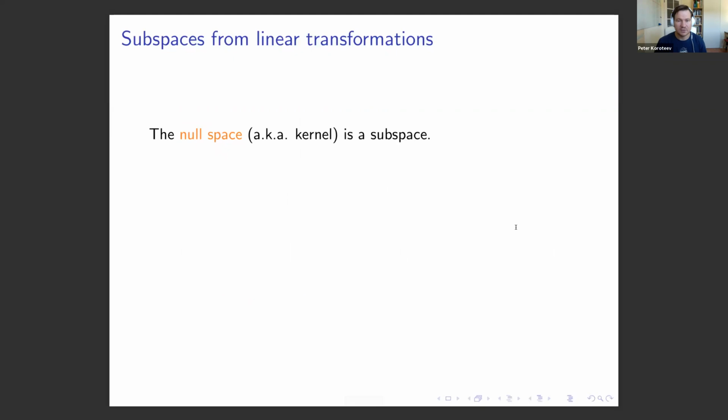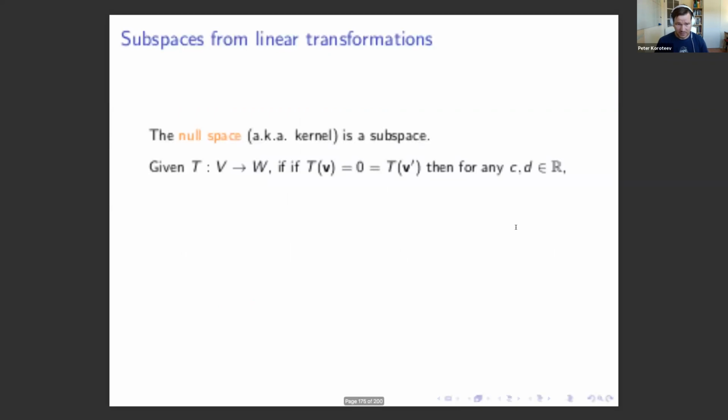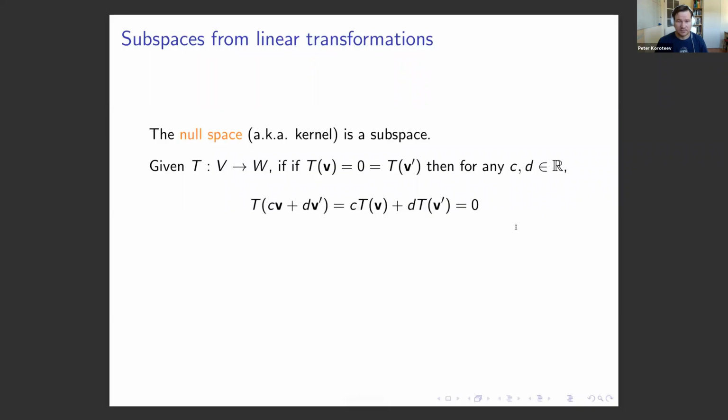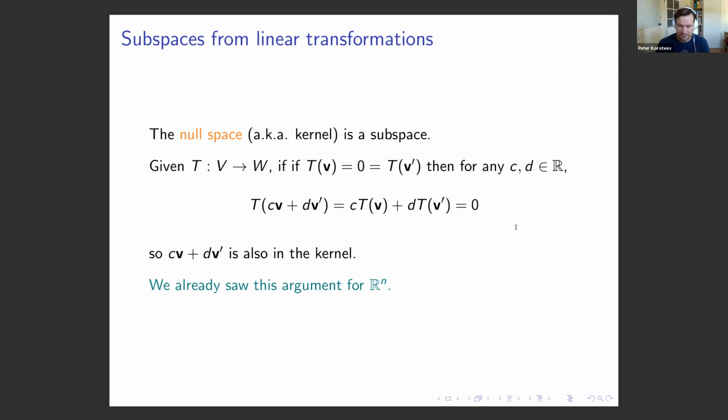Null space or kernel. Take the set of all vectors v such that T of v is equal to 0, is equal to T of v'. Then for any two constants, this linear combination, and T of this linear combination is equal to 0. So therefore, it also belongs to the kernel. Therefore, the null space or the kernel is a subspace.